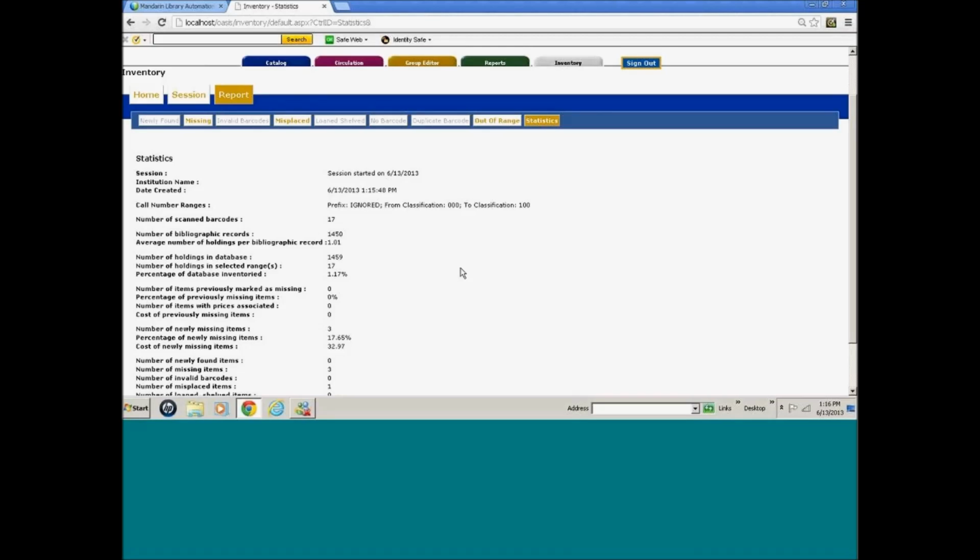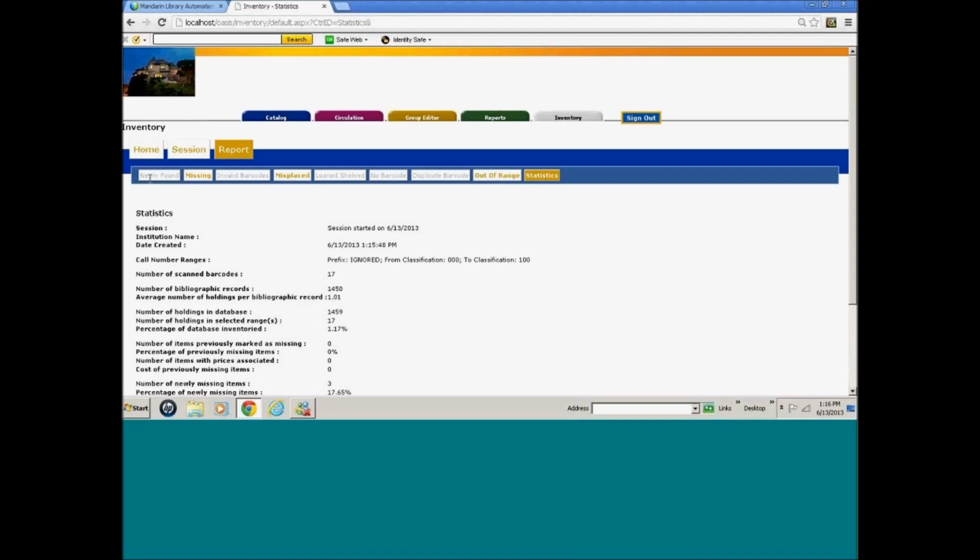Now, the system also tells me what's going on with my inventory. So we can see highlighted, I have some missing books, some misplaced books, and some out-of-range books. So let's go through all of these tabs, and I'd like to explain what they mean.